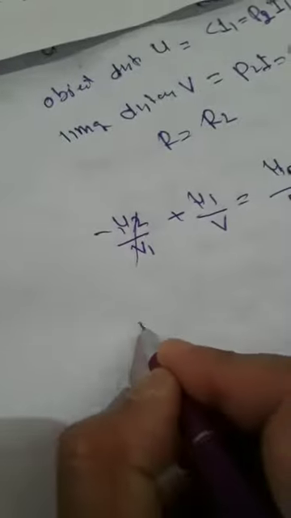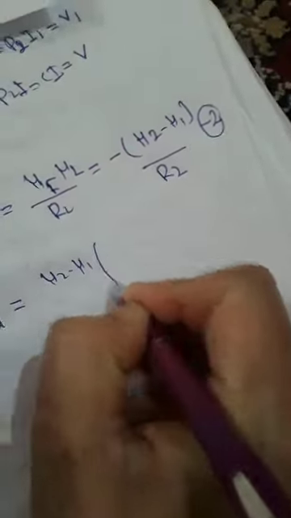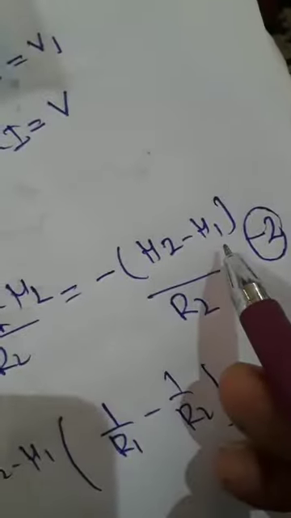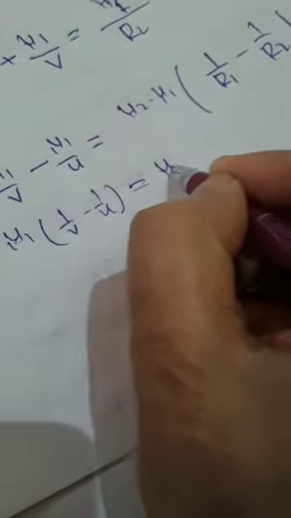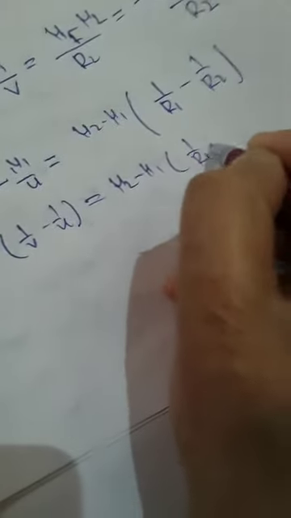When I add equation first and second, the mu2 v1 terms cancel out. I will get mu1 v minus mu1 u is equal to mu2 minus mu1 common, into 1 by r1 minus 1 by r2. Taking mu1 common, 1 by v minus 1 by u is equal to mu2 minus mu1, 1 by r1 minus 1 by r2.